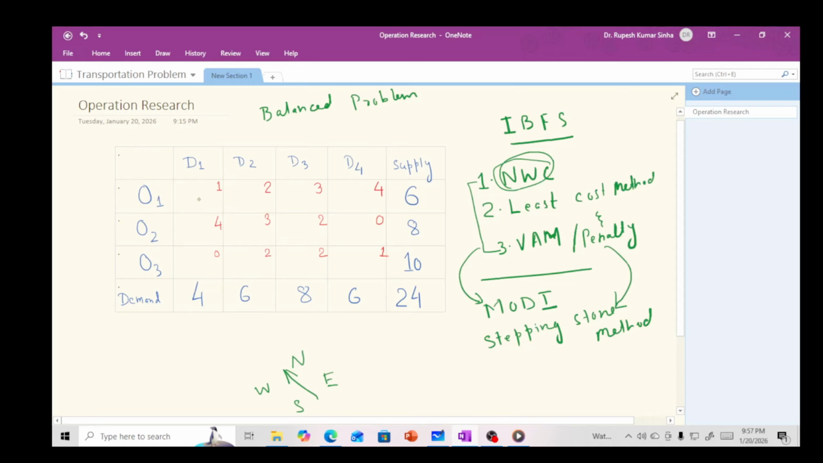What is the demand at destination 1? The demand is 4, we are looking at this first place. For this place the demand is 4, but how much supply do we have? 6.